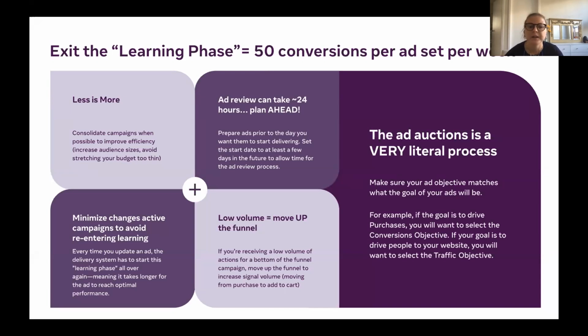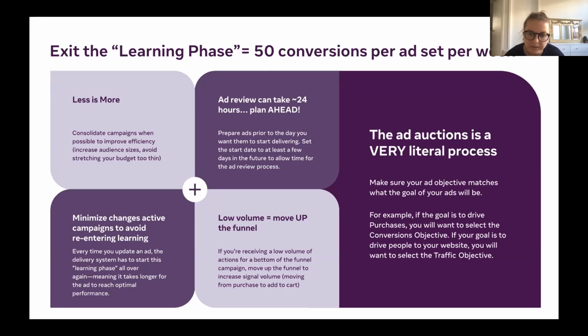Now on this last bullet, if you're having a low volume of events, that's when you want to move up the funnel. And that statement actually goes right back to when we were talking about exiting the learning phase. So like we mentioned, you need 50 actions per ad set per week. If you're having trouble getting, let's say 50 purchases per ad set per week, that's when you would potentially want to try moving up the funnel. So going from a bottom of the funnel conversion action to maybe a mid funnel consideration action, because you're likely to have a higher volume of actions the more up the funnel you move.